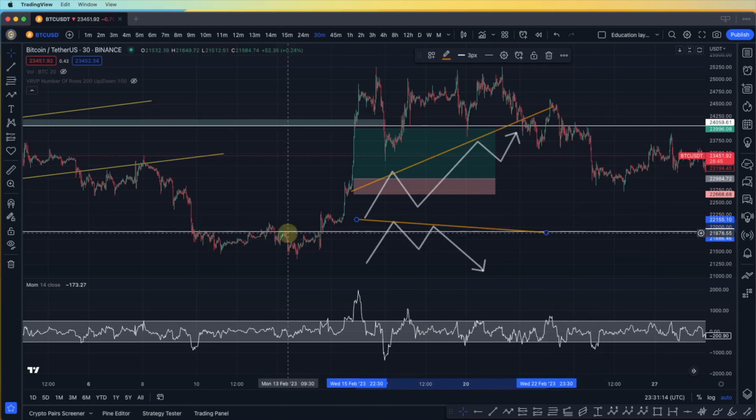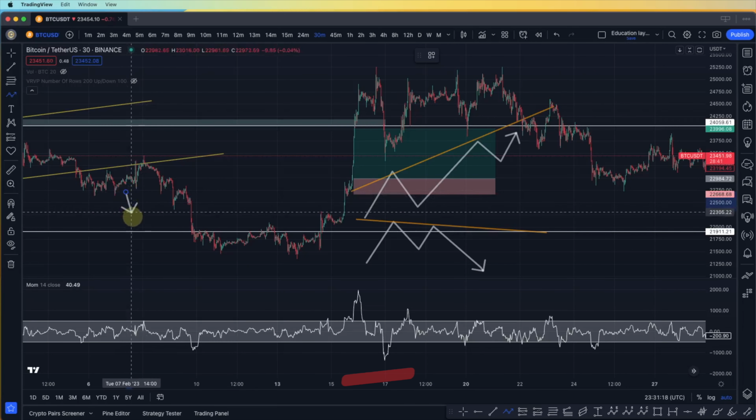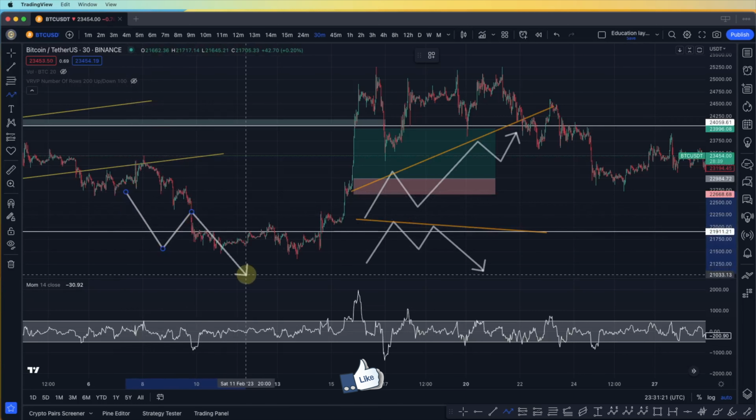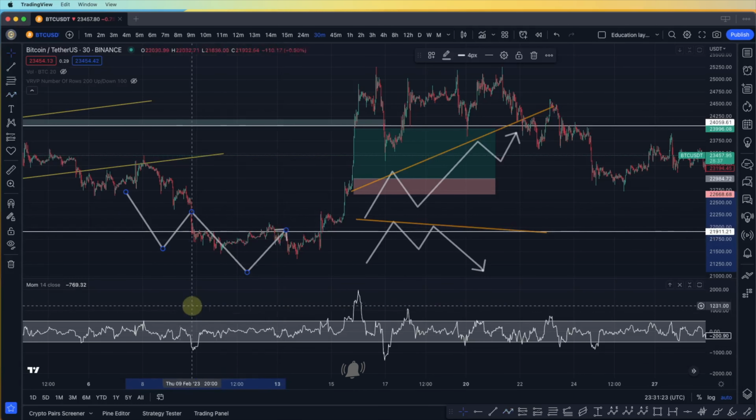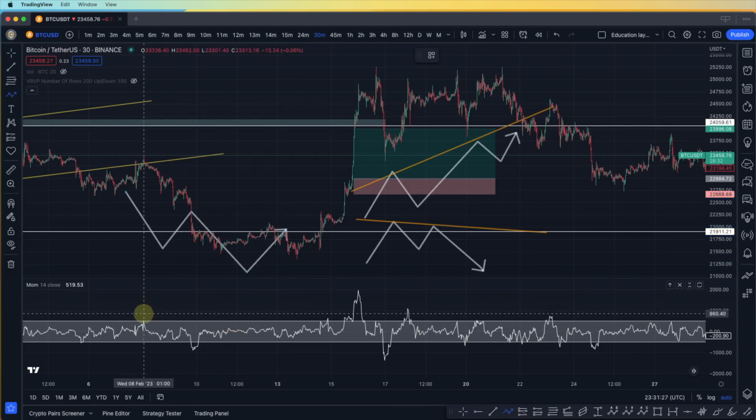Exactly the same for a downtrend. When the price makes a lower low, but the oscillator makes a higher high.